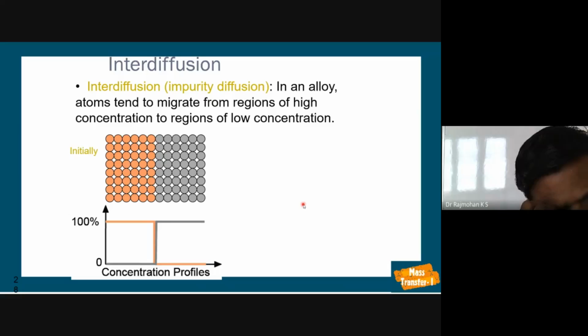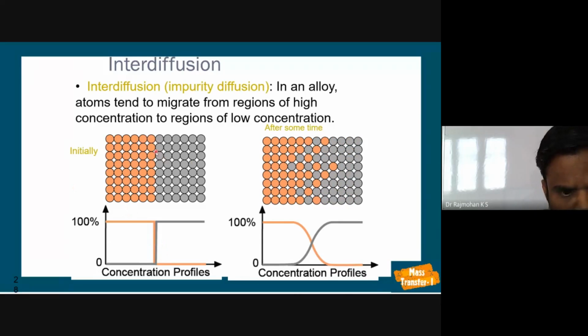Several mechanisms have been proposed for how diffusion takes place. The first one is interdiffusion. Interdiffusion refers to atoms in an alloy migrating from regions of high concentration to regions of low concentration, as I explained. Initially the profile will be like this. After a certain time, atoms will move from the left side to the right, and some atoms from here will move to the right. It's like in a class where all boys are sitting on the left side and all girls on the right side. After a certain time, during break time, we don't sit in the same way. Some people move here to chit chat and we change our positions, right? That is interdiffusion, where there is a mutual exchange of seats. Somebody goes here, somebody comes here. So the profile will vary like this.